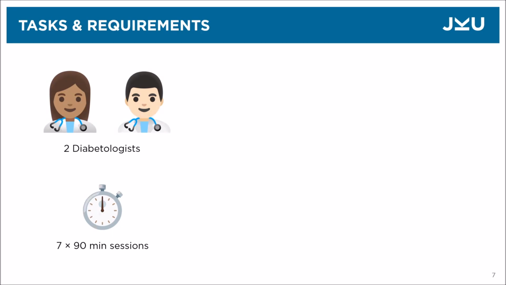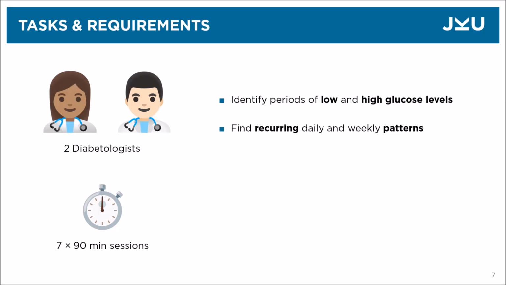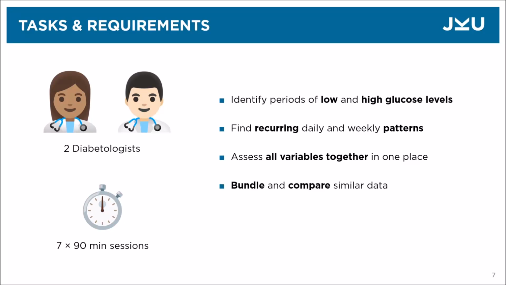Marjorie should help users to quickly and easily identify periods of low and high glucose levels, find recurring daily and weekly patterns, and assess all variables together in one place. And here the diabetologists mentioned explicitly that the AGP is not good enough because it only shows blood glucose data. Marjorie should also help users to bundle and compare similar data, which current tools don't support well, and view details for specific days on demand.